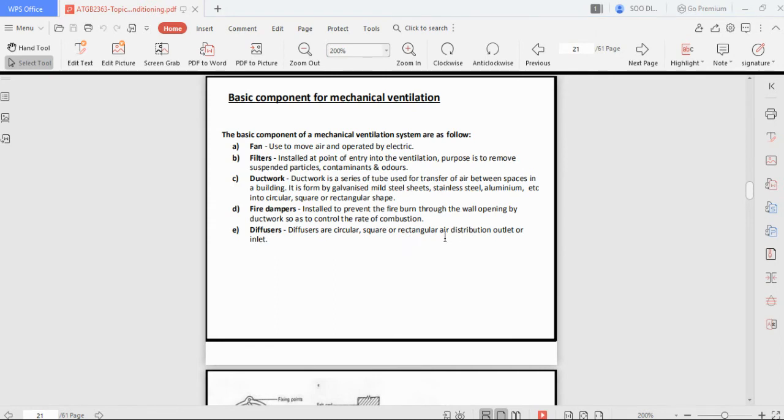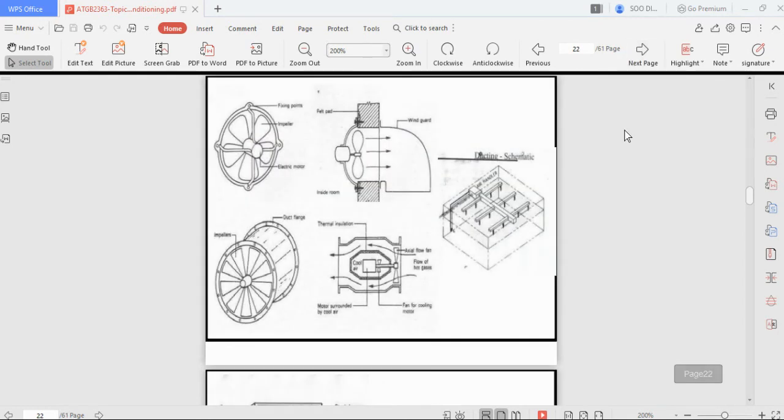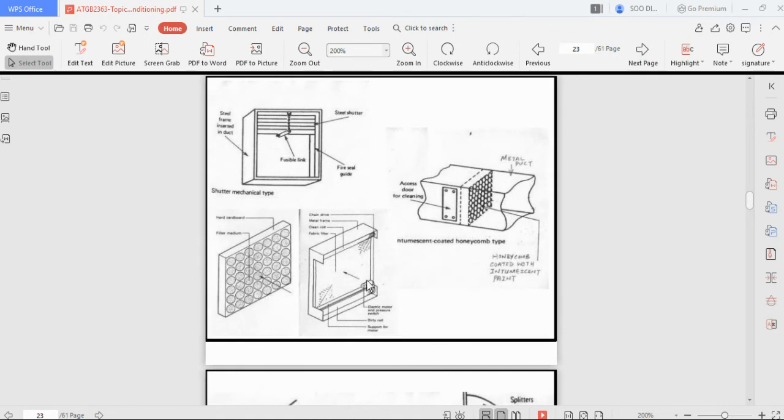This is just an air distribution outlet. It can be in any shape, circular, square or rectangle. This is the diagram to show you how the mechanical ventilation is. This is the fan, and then this is the ductwork of the mechanical ventilation system. Okay, and this is the filter.